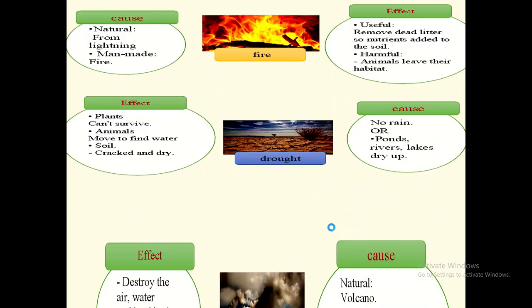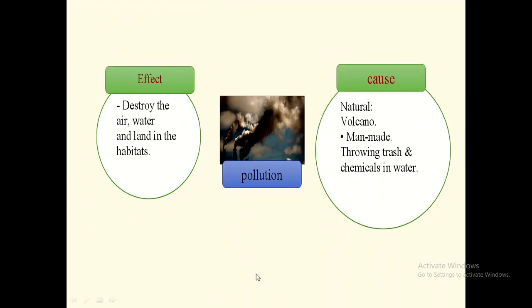The last one that can cause changes of the environment is pollution. The effect of pollution: destroy the air and water and land in the habitats. The cause is natural and human-made as well. Natural from the volcano. Human-made or man-made from throwing trash and chemicals in water.